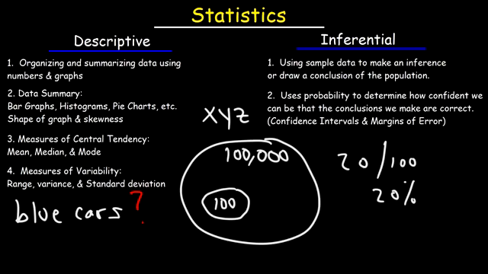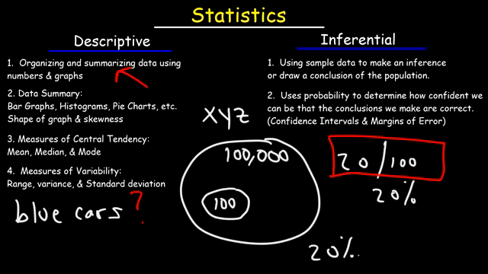Which one? Now, this is basically a fact. We're presenting data. So 20 people out of 100 say they like blue cars. So that would be descriptive. Now, we can use that information to draw a conclusion about the population. We can say that 20% of the entire population, within a 2% margin of error, like blue cars. In this case, because we're making an inference or we're drawing a conclusion, that will fall under inferential statistics.